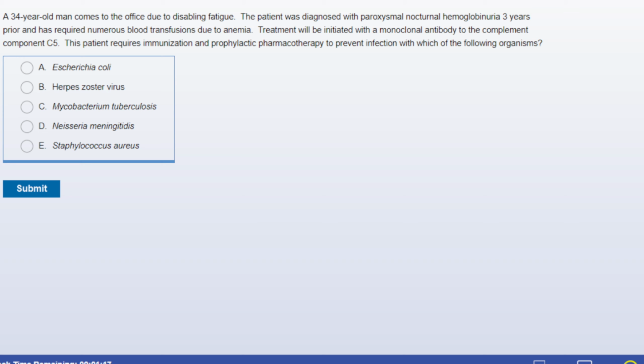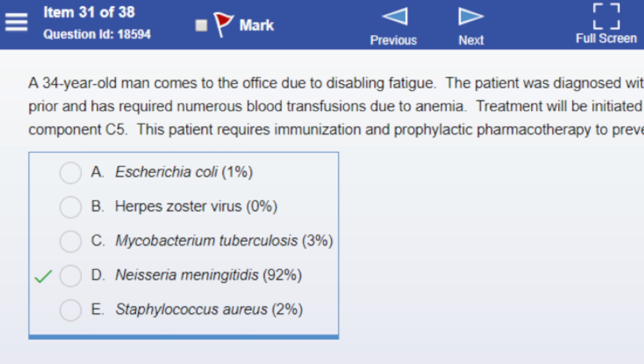So think about an answer. Pick one. You can pause the video and think about it. So the patient requires immunization and prophylactic pharmacotherapy to prevent infection with which of the following organisms? I will pick, as we learned before, Neisseria meningitidis. Let's see. Okay, Neisseria meningitidis.